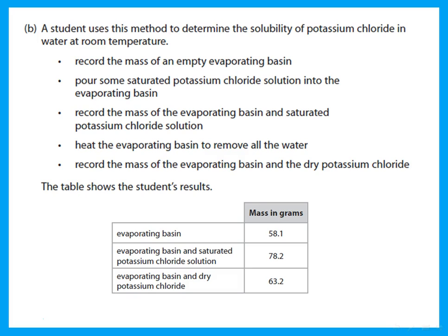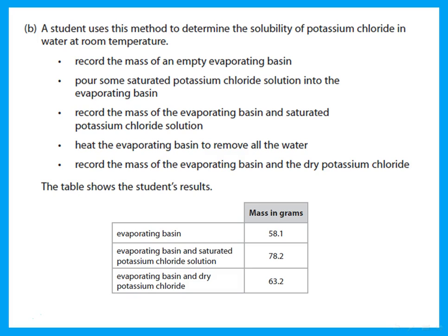Then he says a student uses this method to determine the solubility of potassium chloride in water at room temperature. So he says record the mass of an empty evaporating basin, pour some saturated potassium chloride solution into the evaporating basin, record the mass of the evaporating basin and saturated potassium chloride solution, heat the evaporating basin to remove all the water, record the mass of the evaporating basin and the dry potassium chloride.